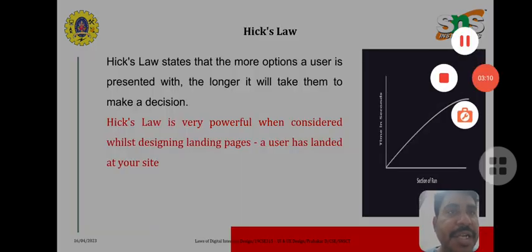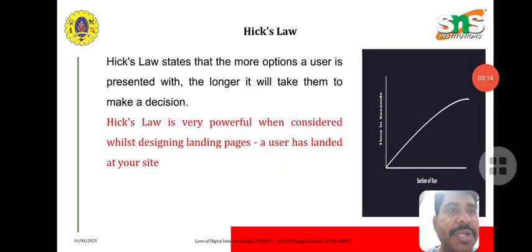Okay, so now we enter into Hick's law. Hick's law states that the more options a user is presented with, the longer it takes them to make a decision. This diagram is the graphical representation of that: the time taken to execute a particular interface. This is very powerful when designing various pages like landing pages, moving images, and the pages that land at our sites.